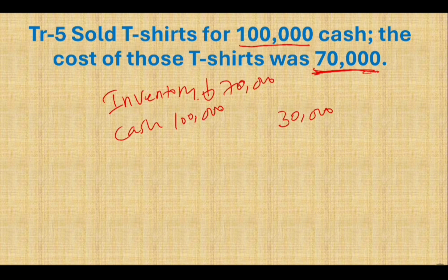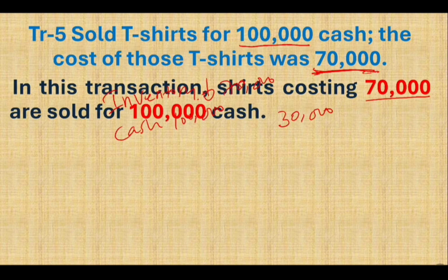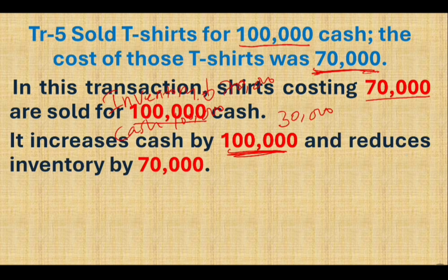This will be the revenue. Let's see. In this transaction, shirts costing 70,000 are sold for 100,000 in cash. They are supposed to cost 70,000 in inventory, but they were sold for 100,000. So their price is increased.